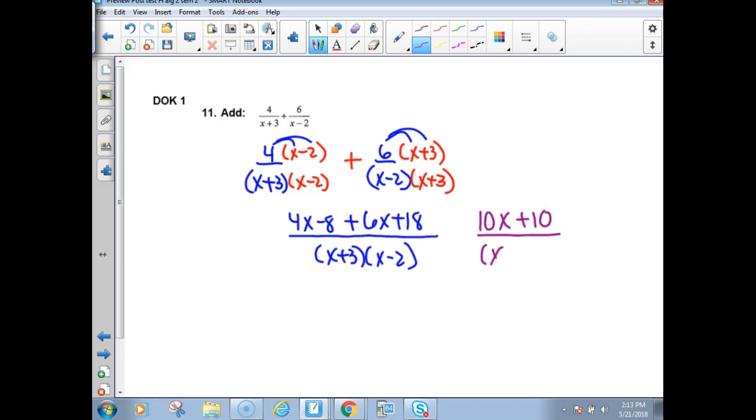Now, the denominator has two factors, x plus 3 and x minus 2. The numerator could be factored, you could factor out a 10, but that wouldn't help you simplify anything, so we can just leave it at that. And it's not multiple choice, so I'm satisfied with that answer. Don't need you to FOIL out the denominator.